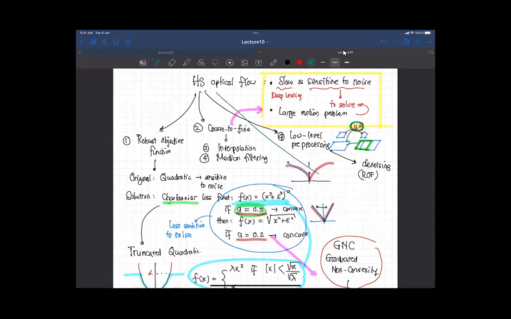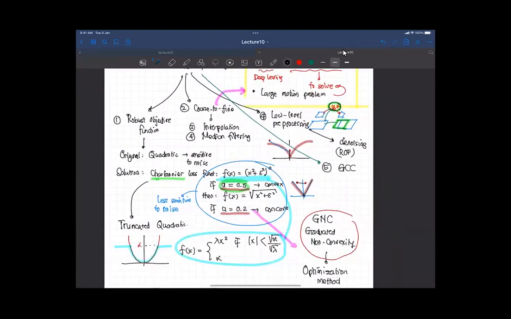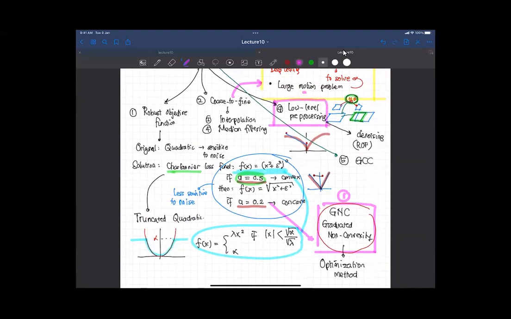And next, number five here, is to include GCC, the gradient constancy constraint. Let's focus on GCC first. What we will discuss here is a few things. Number one will be GCC. Number two, later on, will be processing and denoising. And number three is the GCC idea, so let's start with number three.